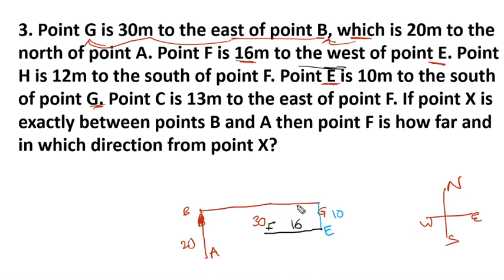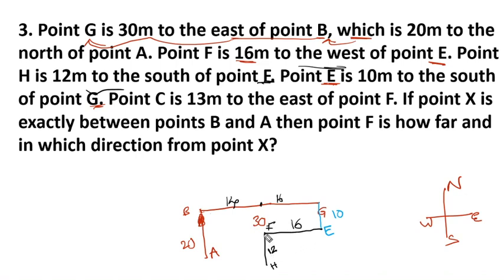We know that this is the parallel line, right? So as the total is 30, up to here it is 16, and the remaining portion is 14, since 14 plus 16 equals 30. Okay, so this is the point called F. Then let's use the next point. Point H is 12 meters to the south of F. So to the south of F, 12 meters, H.